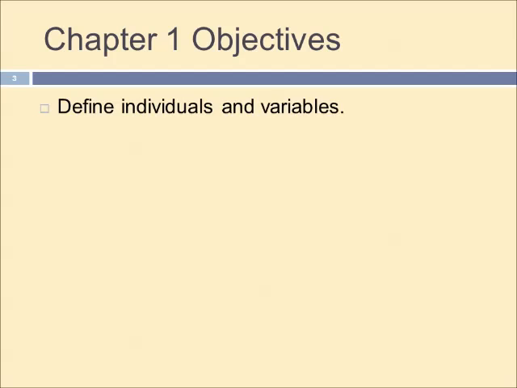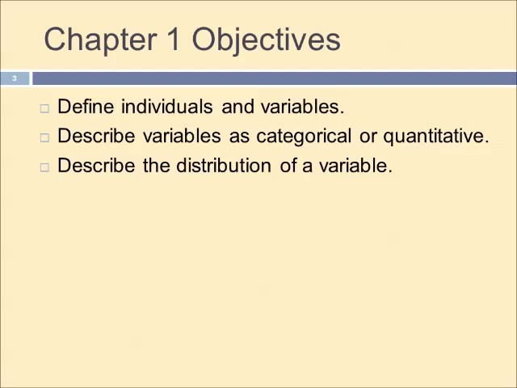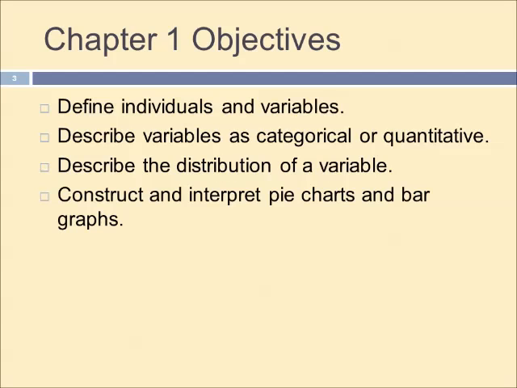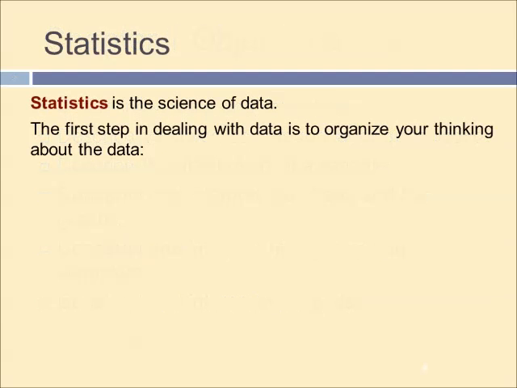Chapter 1 Objectives. First, we need to define individuals and variables, get some common language, describe variables as categorical or quantitative, describe the distribution of a variable, construct and interpret pie charts and bar graphs, construct and interpret histograms and stem plots, and construct and interpret time plots. To begin with, statistics is the science of data. The first step in dealing with data is to organize your thinking about it.